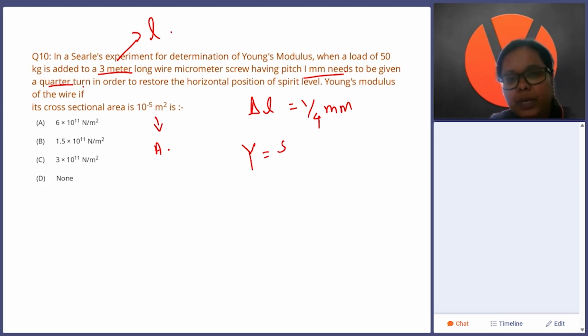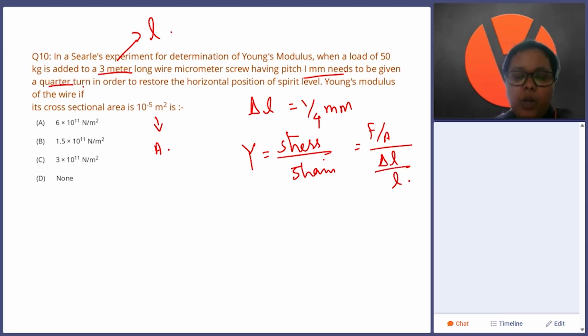So what is the formula we know for Young's modulus? Stress divided by strain. So what is stress? Force by area divided by change in length by original length. So now what are the things we are having? Force we need to calculate. Here they mentioned 50 kilogram, right? And area they mentioned, and delta L is there. So by substituting all these things, force is mg, 500 Newton.